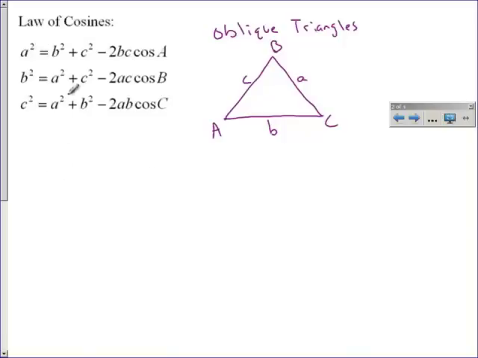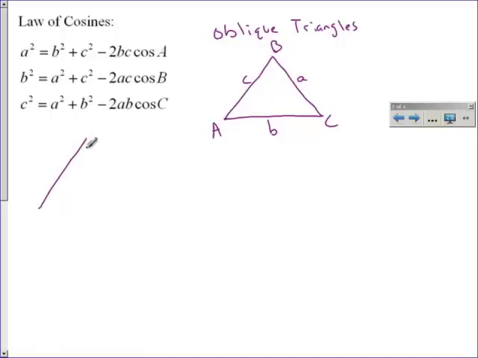There are three forms because it depends on whether you want to find side a or angle A, or side b or angle B, or side c or angle C. It depends on how you draw your triangle. So notice that all three of these start with the Pythagorean theorem. They just add a second thing in, minus 2bc cosine of the angle, depending on where you're orienting yourself. So let's start with the picture and do an example of this.